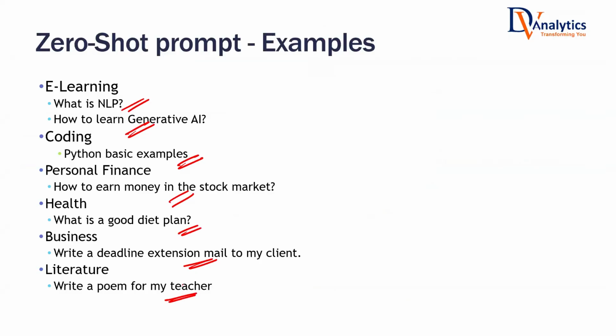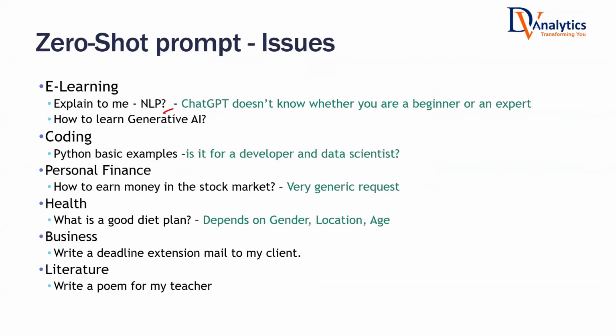Now, the problem with them is, let's say if you say explain NLP, ChatGPT doesn't know whether you're a beginner or an expert. If you say I want to learn some of the basic examples of Python, ChatGPT doesn't know whether you're a developer or a data scientist. If you ask how to earn money in stock market, it's a very generic request, whether you are a long-term investor or short-term investor, ChatGPT doesn't know.